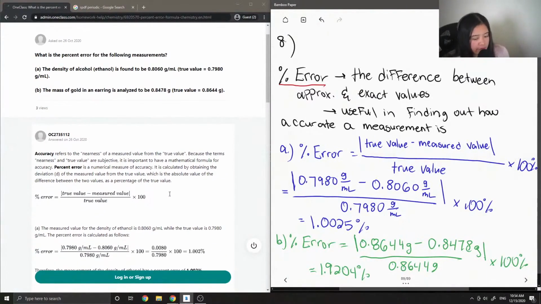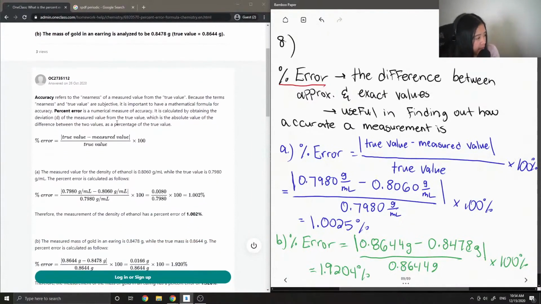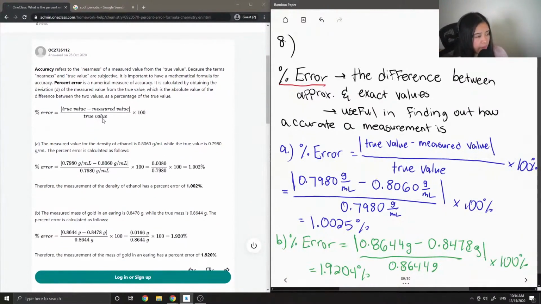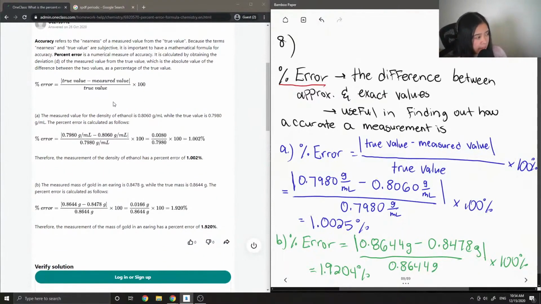Let's see what the junior tutor said. Accuracy refers to the nearness of a measured value from the true value. Because the terms nearness and true value are subjective, it is important to have a mathematical formula for accuracy. Percent error is a numerical measure of accuracy. It is calculated by obtaining the deviation of the measured value from the true value, which is the absolute value of the difference between the two values as a percentage of the true value. Okay, so they have the equation here.